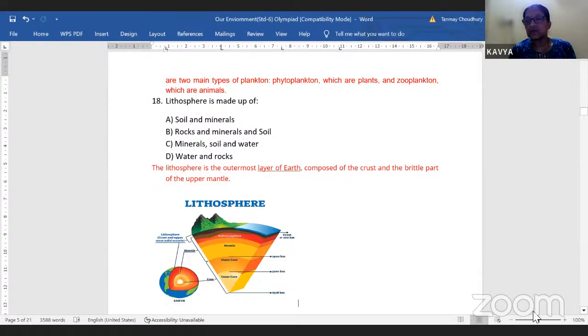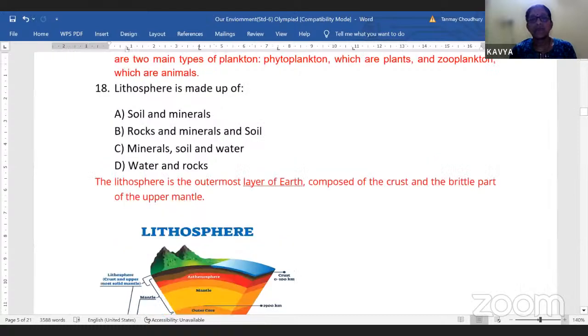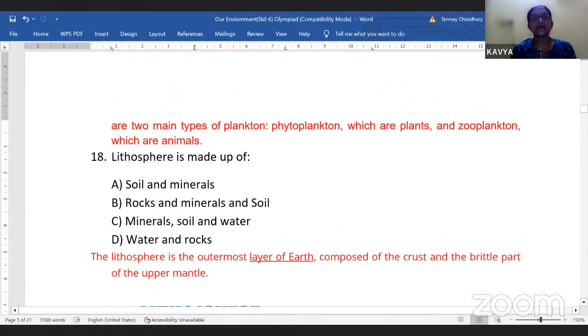You can't see the screen. Sorry, you could not see the screen. I will share again. Can you see now? Can you see the screen now? Yes. Okay.